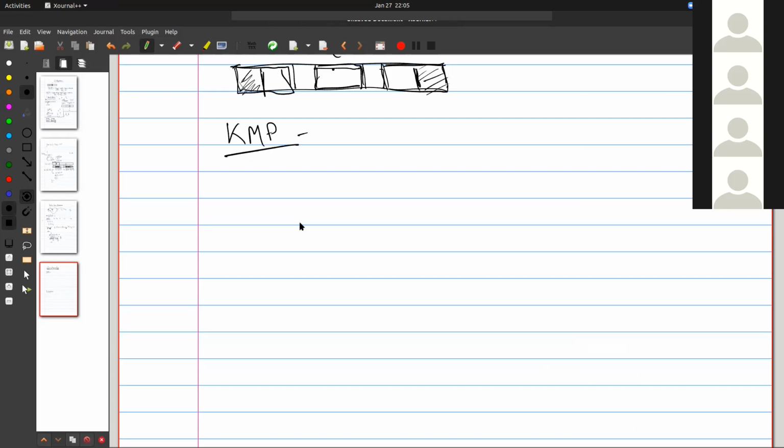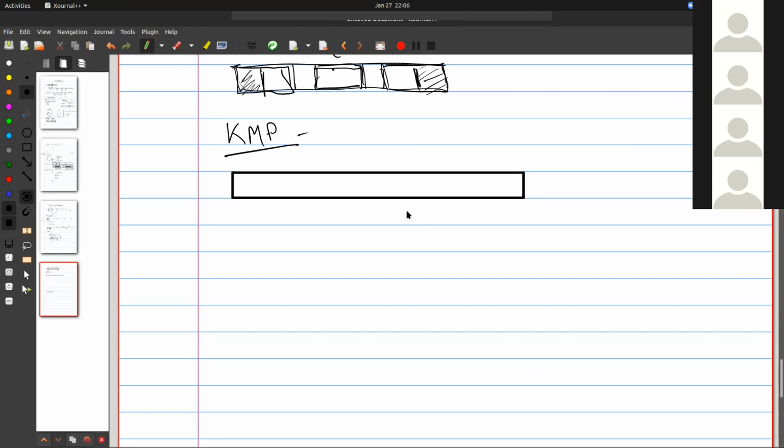I'll go ahead with the explanation. So what would be a very simple way to do this? If I'm not bound by this O of n time, suppose I am allowed O of n square, what would be the very obvious way to do this?